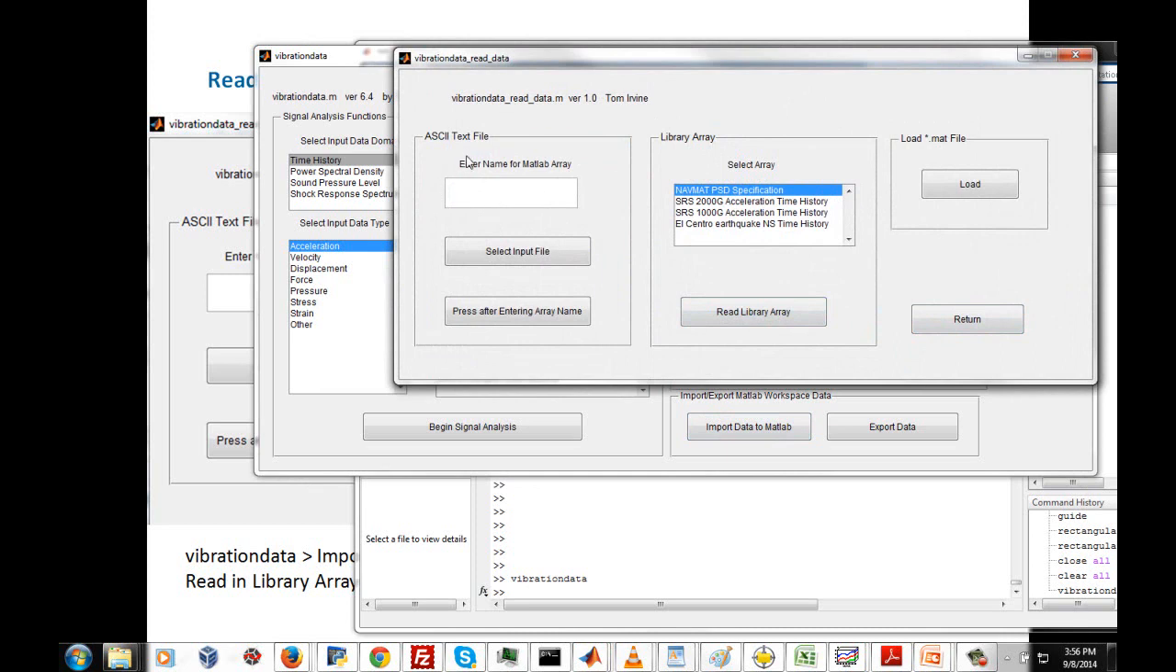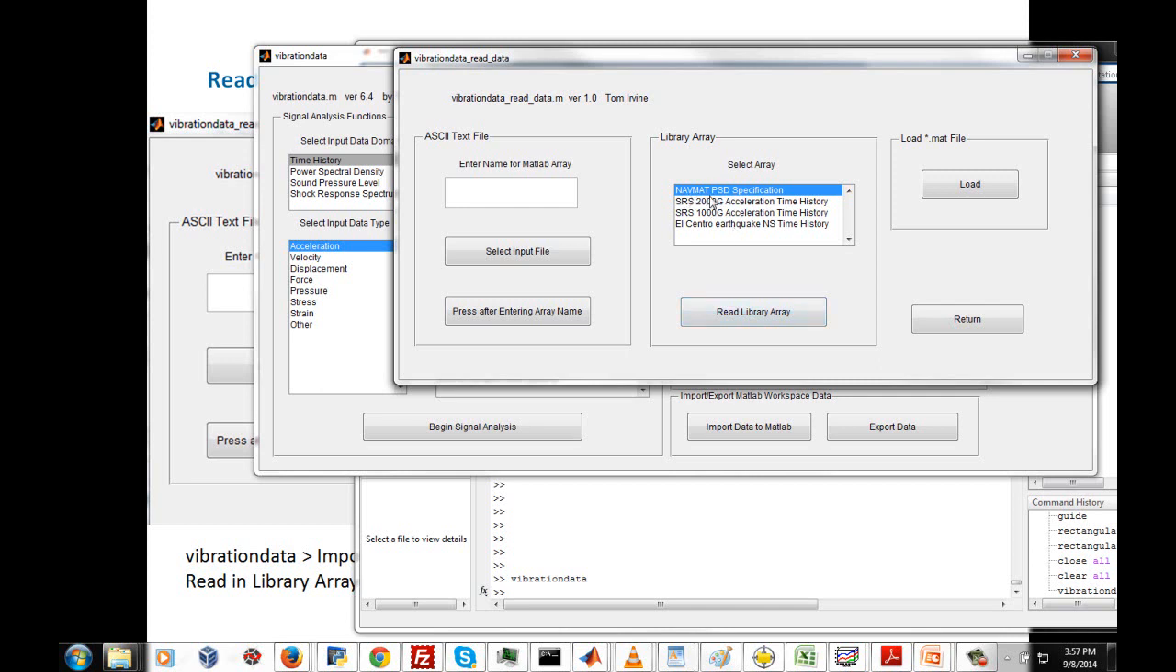So we have three options for reading data into the Matlab workspace. We can read in an external ASCII text file, and we've actually done that before. We can load a star.mat file. And the new feature for today is I have some library arrays, and these are arrays we've used in the past, and we occasionally reuse them in ongoing and future exercises. So the navmat spec, we've used that before.